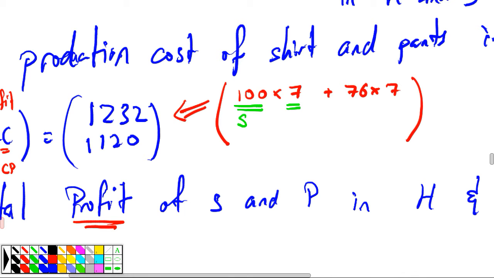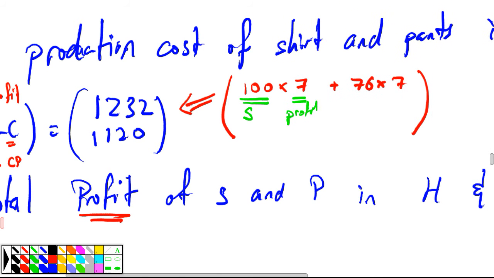So this 7 is what? What is 12? 12 is the selling price. 5 is the cost price. So 12 minus 5 is 7. 7 is the profit. So what does it mean? It means number of shirt times profit.